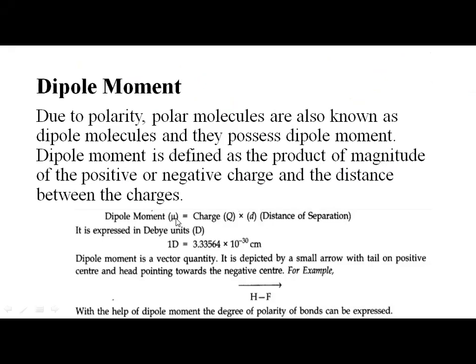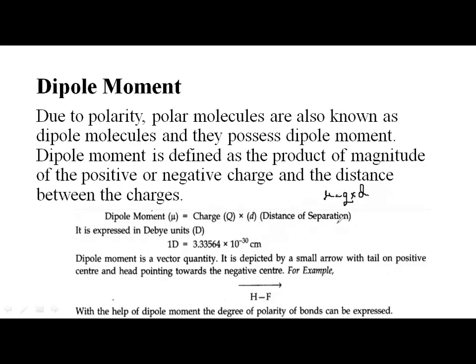So dipole moment is denoted by the symbol mu. It is the product of the magnitude of positive or negative charge, denoted as Q, and the distance between the charges, that is the distance of separation, small d. So the formula for dipole moment is mu is equal to Q into d. Q stands for charges, whether positive or negative, and d stands for distance of separation.